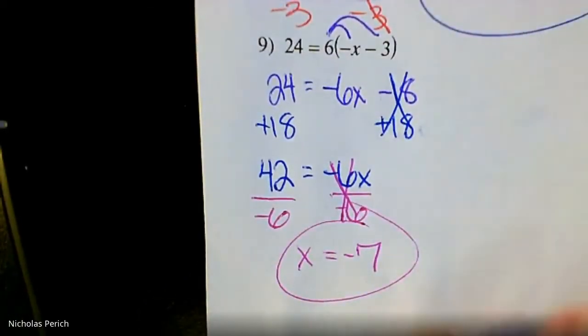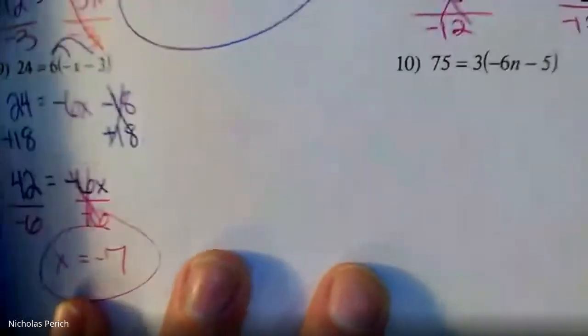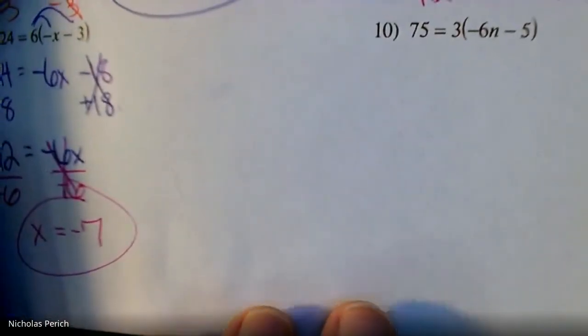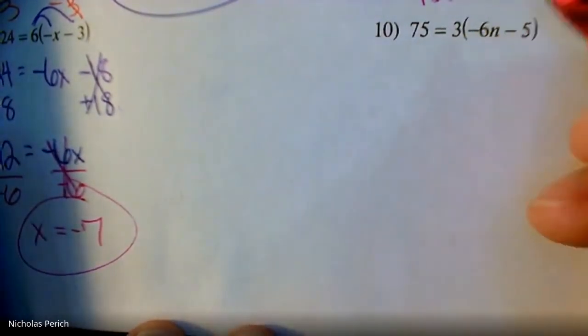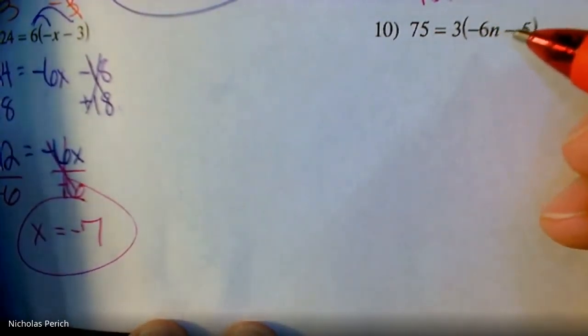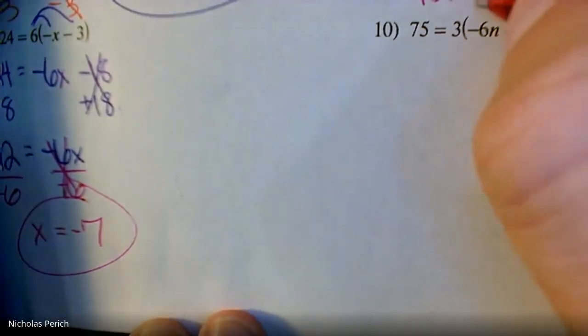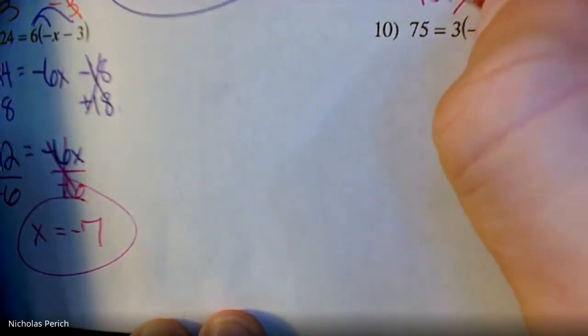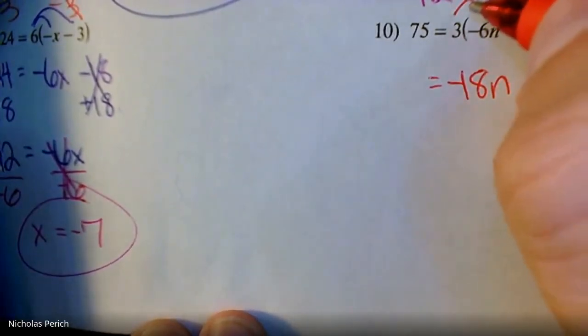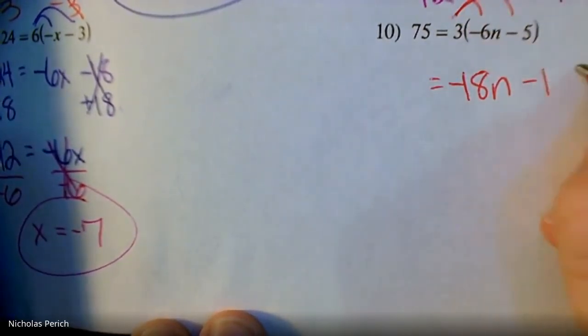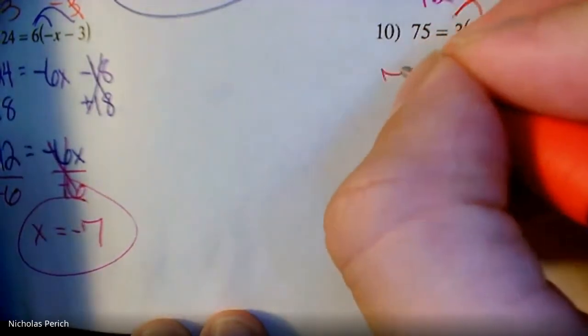One more. You can do it. Put your brain into it. 75 equals 3 times negative 6n minus 5. Distributive property. 3 times negative 6n is negative 18n. 3 times negative 5 is negative 15. 75 equals that.